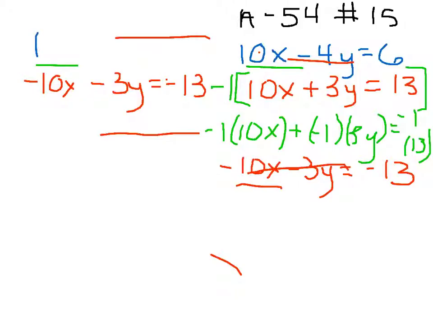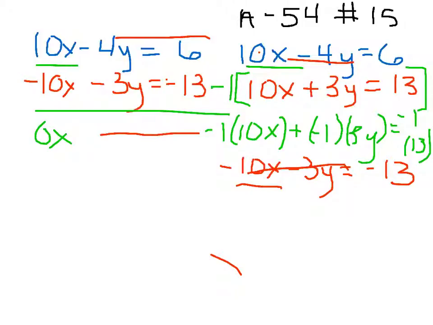All right, 10x minus 4y is equal to 6. So let's go ahead now, and we're going to add these two equations together. All the stuff that I'm changing, I'm going to do in green this time. So 10x plus -10x gives me 0x. That's a 0, not a 6.